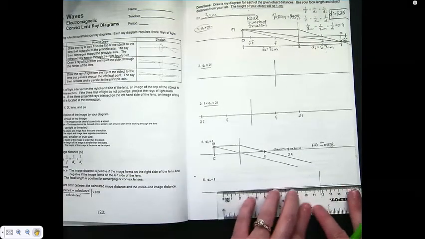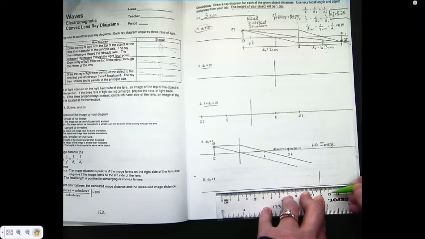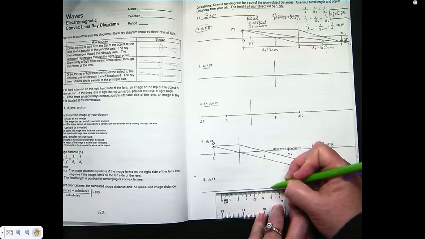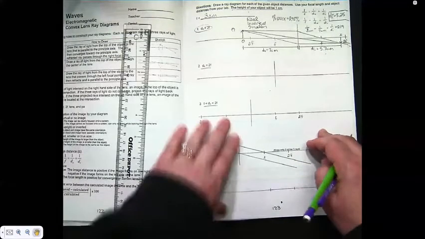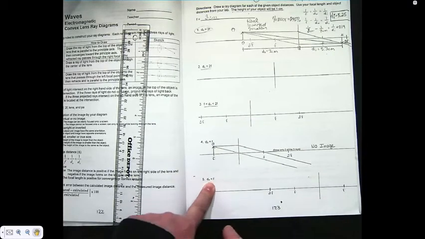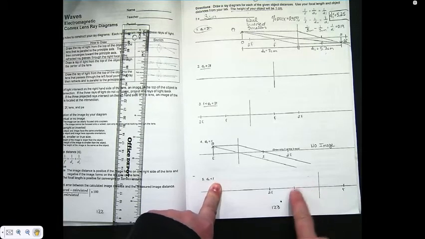Likewise, number 5 is a bit different. So I'm going to mark F on the right side, and on the left side I actually am able to mark both F and 2F as my reference. So F and 2F. In this case, it asked me to place the object less than the focal length. So I'm going to place it between the focal point and the lens.